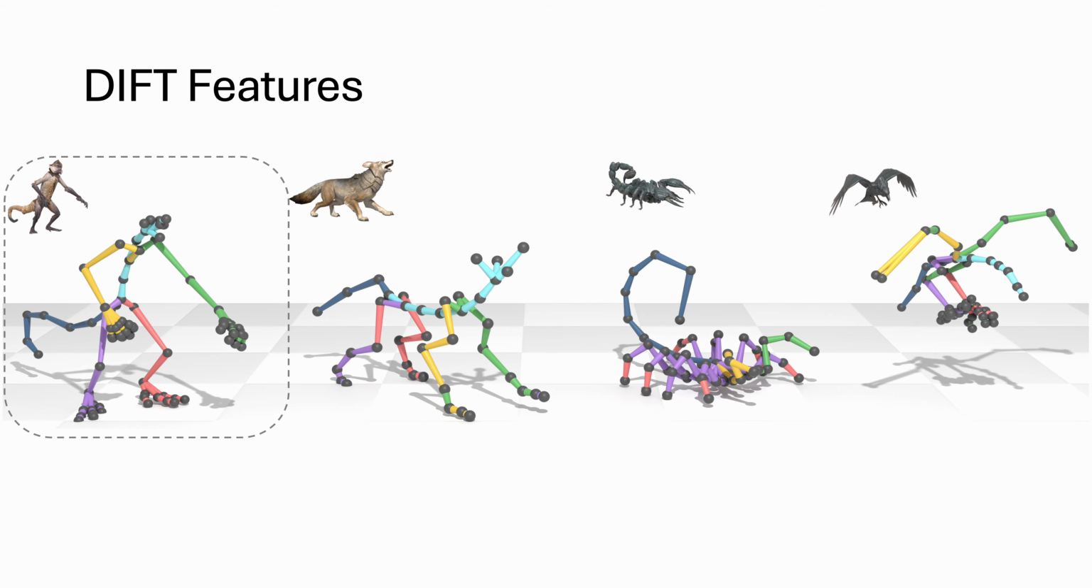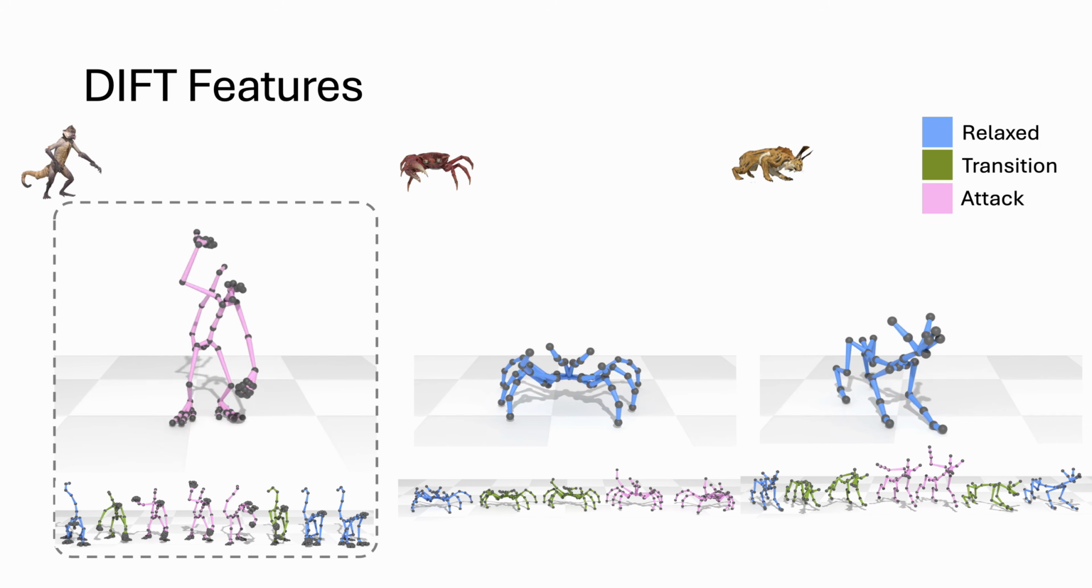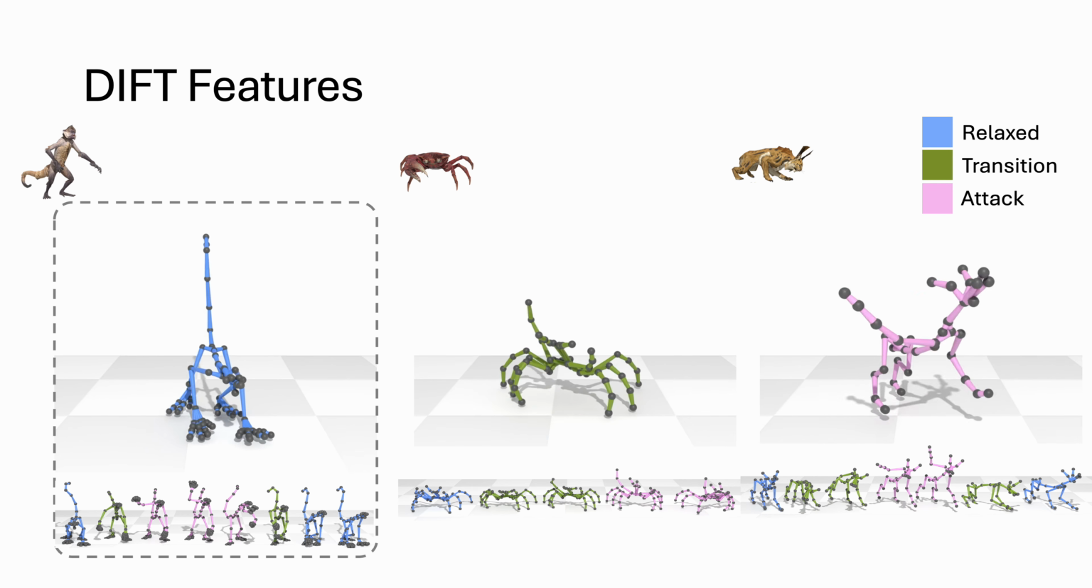We analyze the deep features in our network and find that semantically similar parts are highly correlated across different characters. Note how left and right arms or forelimbs are nicely correlated, as well as legs and tails. Diff features also reflect temporal correspondence. Here, we extract features from the temporal attention maps of the monkey and search for their nearest neighbors in a crab and a lynx motions.